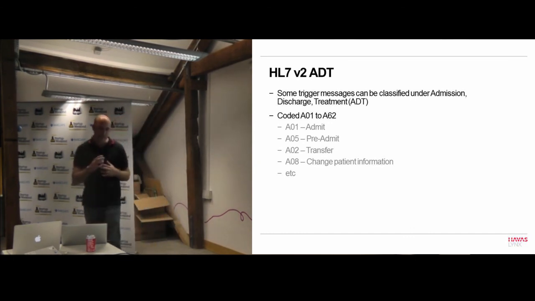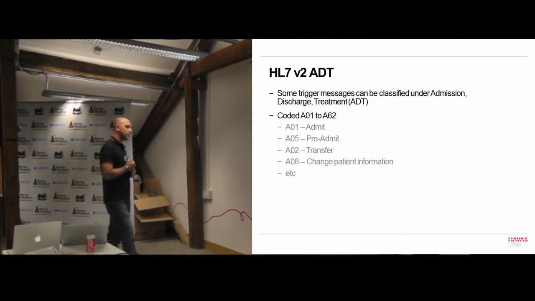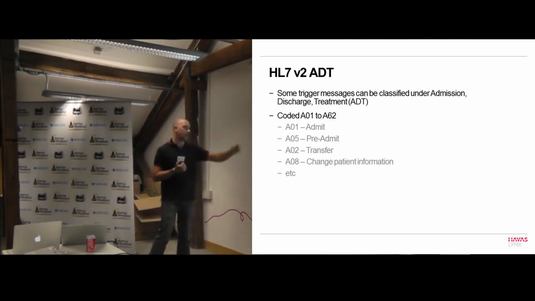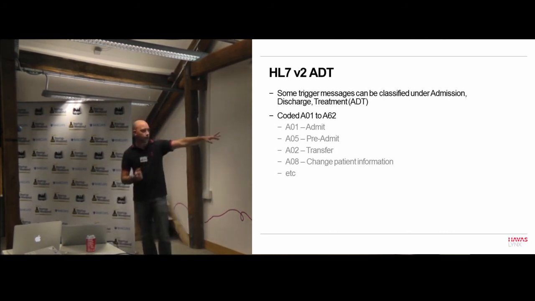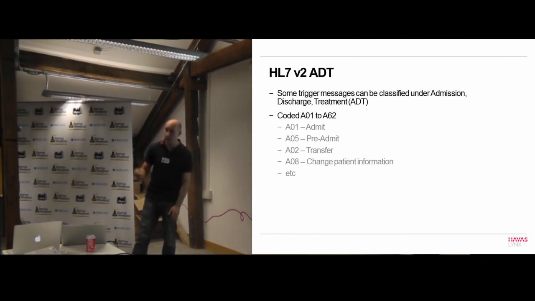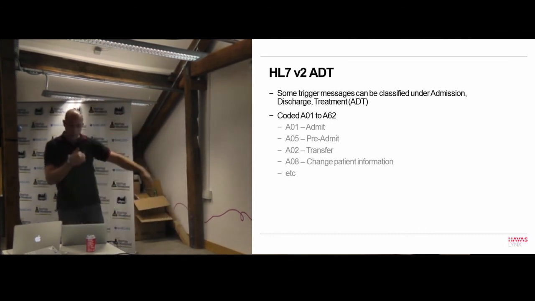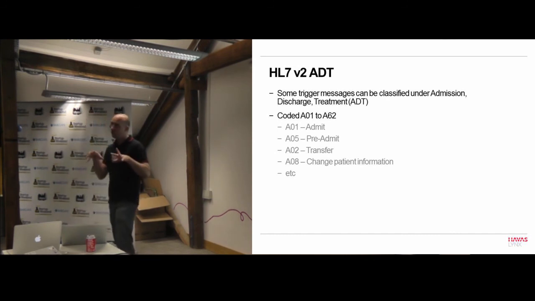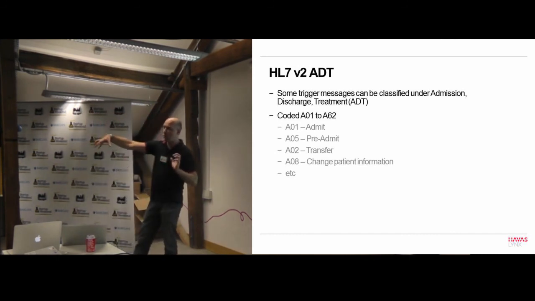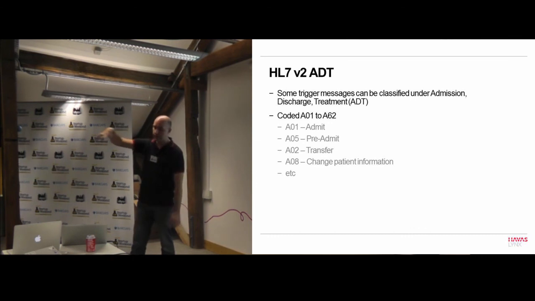So the way that HL7 organises itself is it numbers things. So you've got things like A1, which is an admit, an A2, which is transfer, pre-admit, and so on and so forth. It goes all the way to 62, so it's covering quite a lot of clinical needs, clinical requirements, things that a clinical system is going to do.